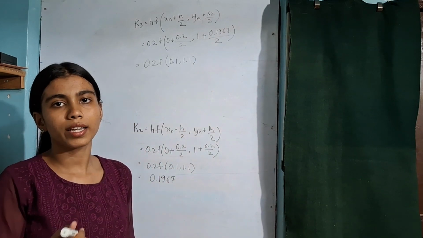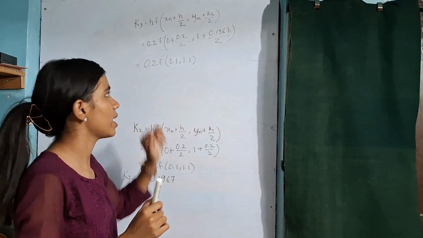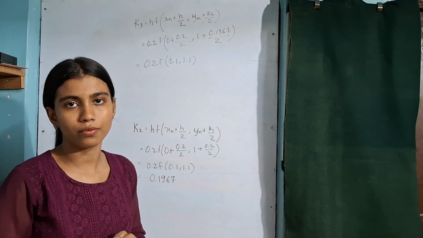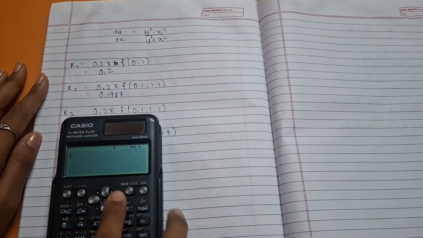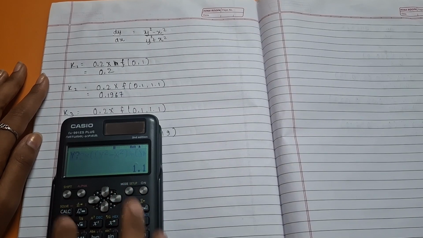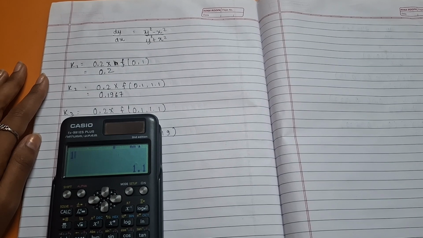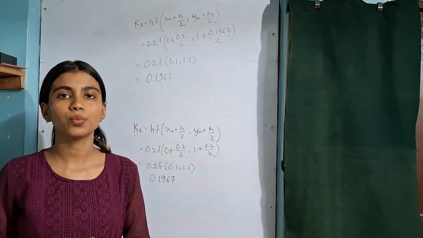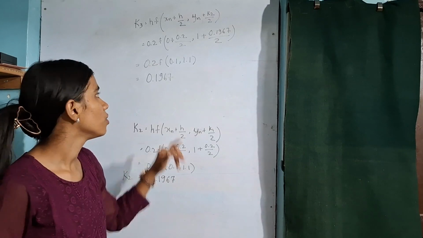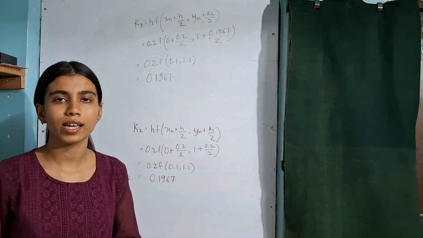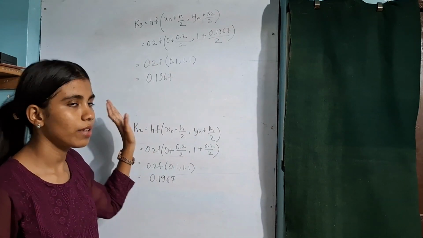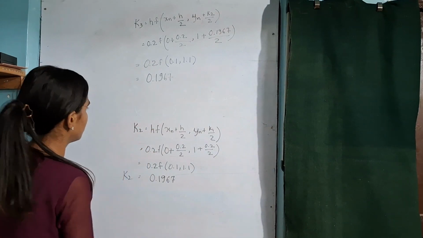Now you know the process again. What we are going to do is put these values into the calculator and find the answer. For K3, you get your equation back, press the calculate button, put the value of y as 1.1, put the value of x as 0.1, and then you get your answer as 0.1967. So as you put this value in the calculator, you got the answer as 0.1967. In the same way, we are going to solve it for K4 also.